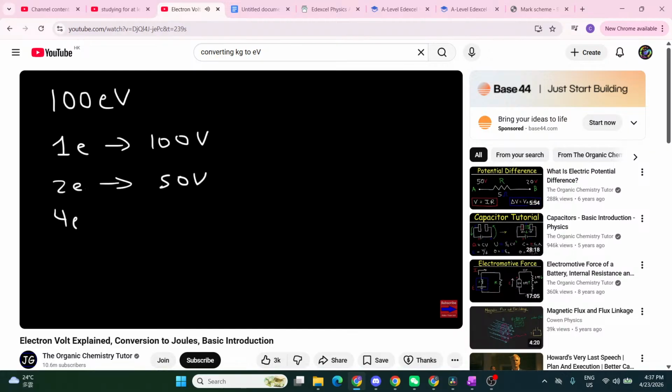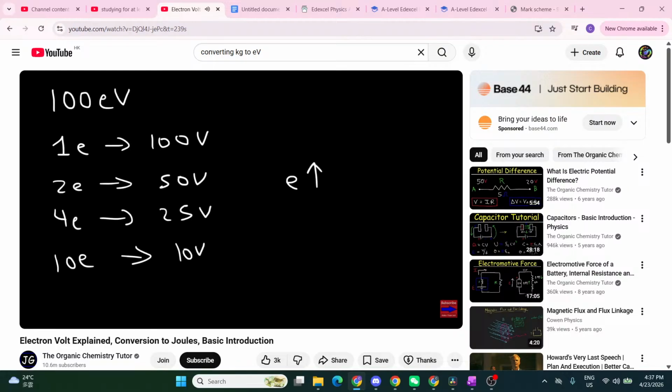So let's say if we have an energy value of 100 electron volts. So 1 electron with this energy would have a potential of 100 volts. 2 electrons would each have a potential of 50. So 50 plus 50 would be 100. 4 electrons would each have a voltage of 25. 10 electrons would each have a voltage of 10 volts. So hopefully this gives you a better understanding of electron volts.